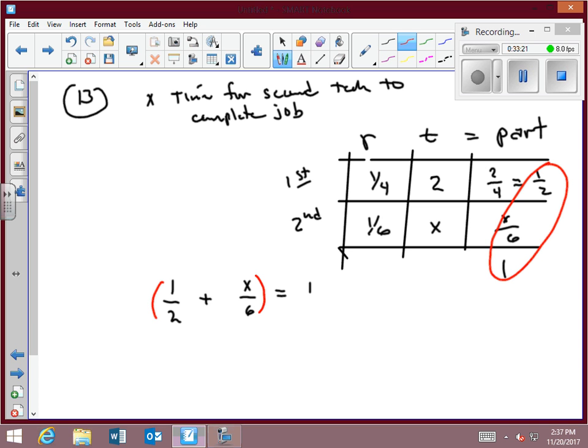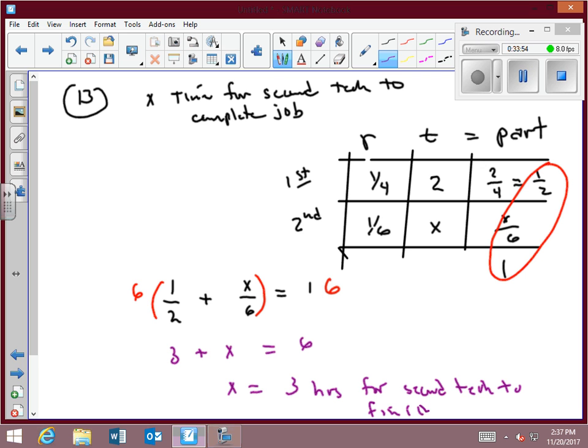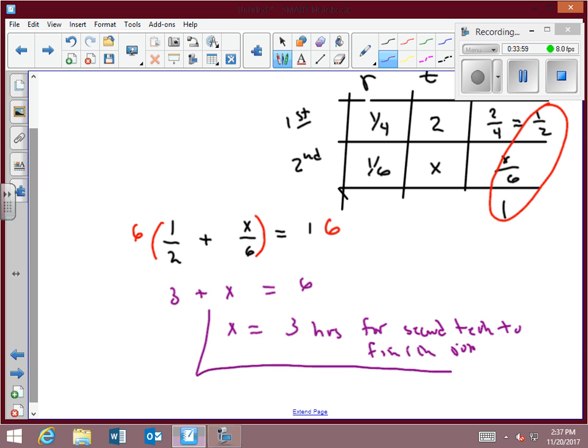Our common denominator is 6. We multiply 6 times 1/2 is 3. 6 times x/6 is x equals 6. We get x by itself. Do we think 3 is the right answer? 3 hours for the second tech to finish the job. Now that agrees mathematically with our logic, right?